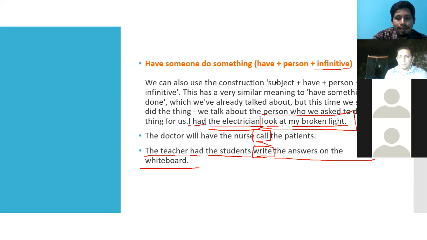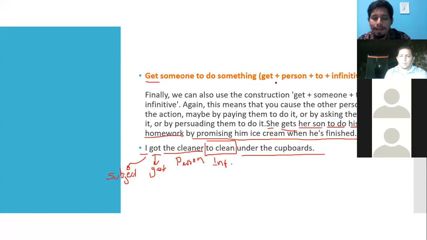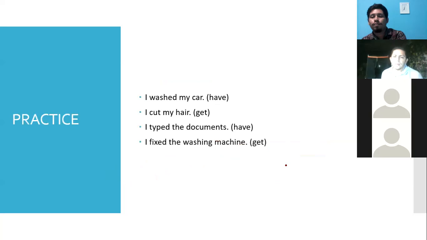Well, we're going to use an infinitive, okay? And this type of sentence using get is like get someone to do something. It has the same meaning as the previous one, but in this one we're using get. Instead of using just the infinitive, we are going to add the preposition to, okay? Get plus person plus preposition to plus the infinitive. That's the formula that we're going to be using with these types of sentences.